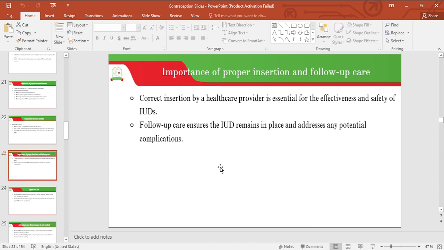Let's look at the importance of proper insertion and follow-up care. Correct insertion by a health provider is essential for the effectiveness and the safety of intrauterine devices. Follow-up care ensures that the intrauterine device remains in place and also addresses any potential complications that may occur.